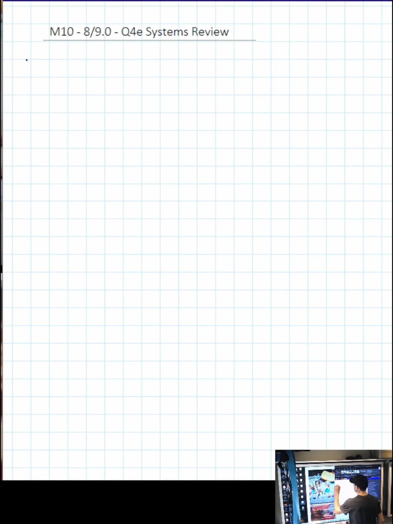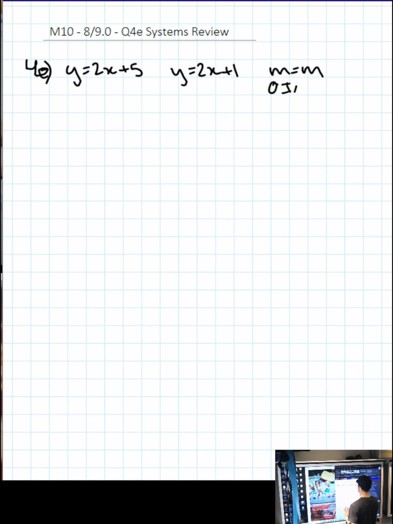Okay, we have 4e. So we have the equation y equals 2x plus 5 and the equation y equals 2x plus 1. Now, you can clearly see that we have the same slope and different y-intercepts. We know that these lines are parallel and we have 0 intersections.